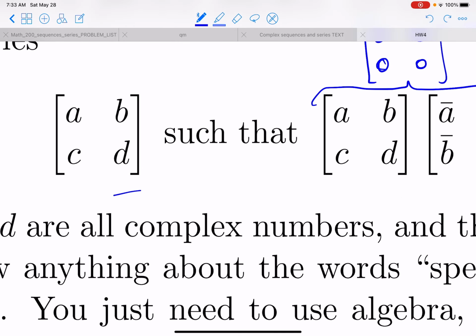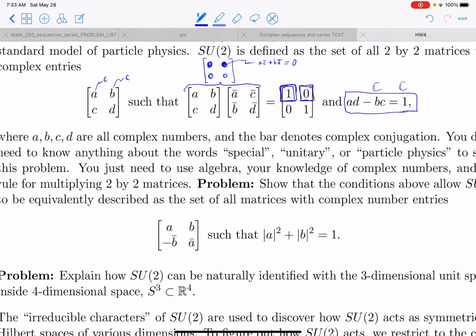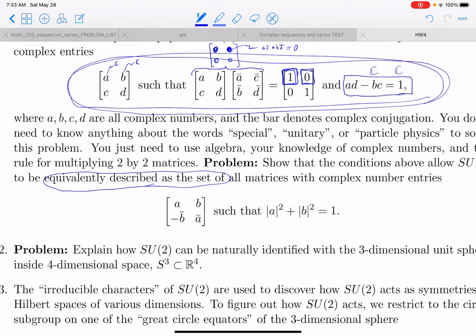And there are 4 complex variables. Each of these is a complex number. Right? So we have 5 equations and 4 variables, and the problem asks you to show that the conditions, those 5 equations, allow you to equivalently describe the set of matrices here instead by only 2 variables. See how we've gotten rid of C and D, and 1 real equation.